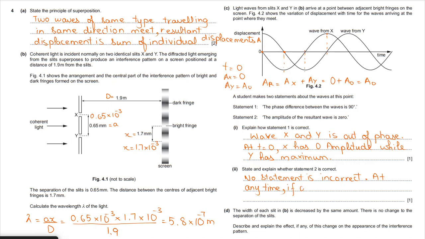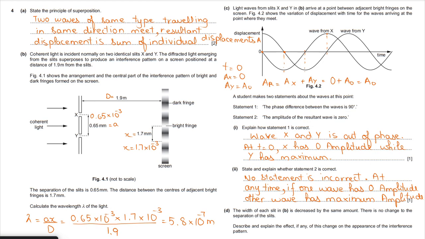if one wave has zero amplitude, the other wave has maximum amplitude.